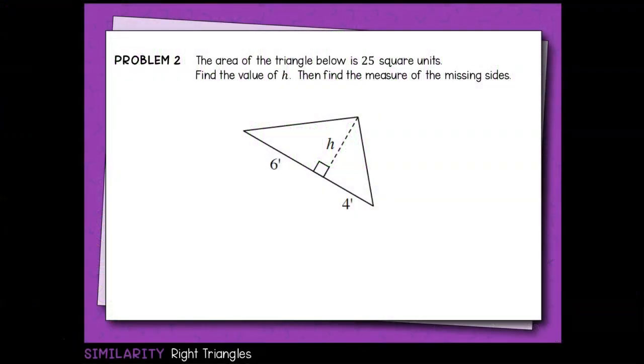All right, we're going to take a look at problem number 2 here. It says the area of the triangle below is 25 square units. Our job is to find the value of h here and then to find the measure of the missing sides, which are right here, over on the left and over on the right.